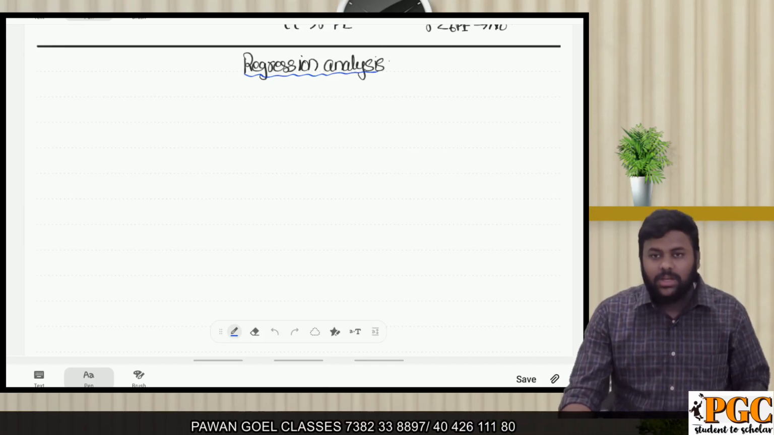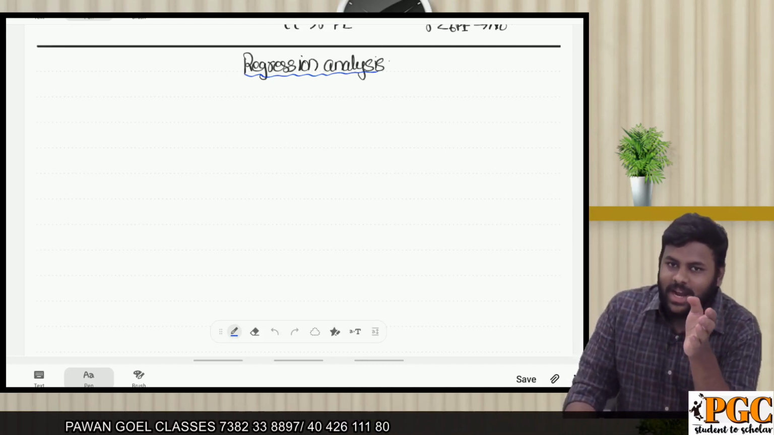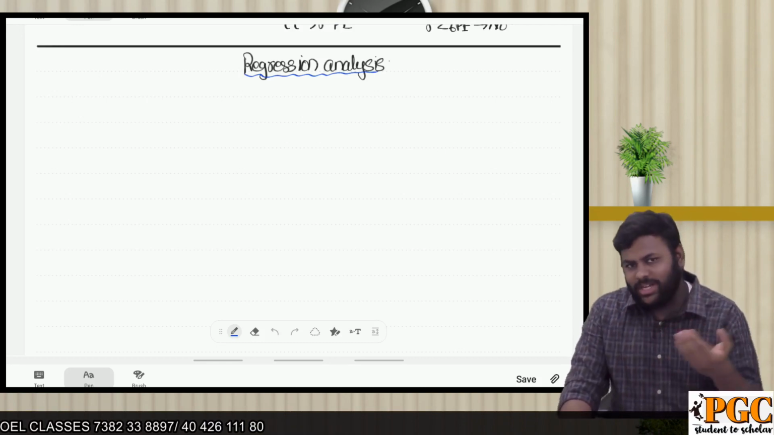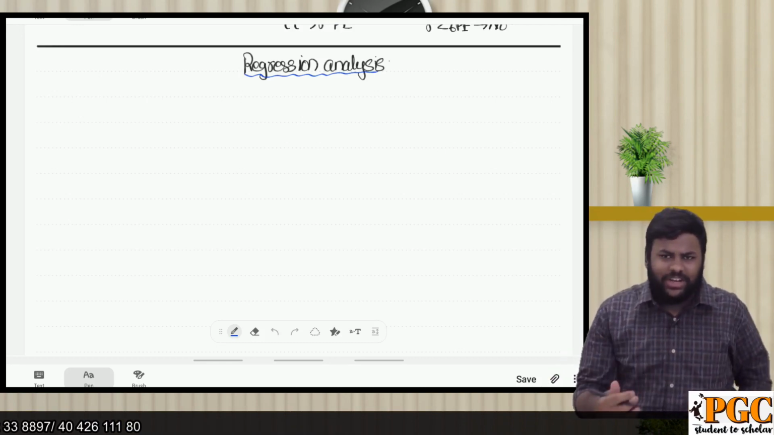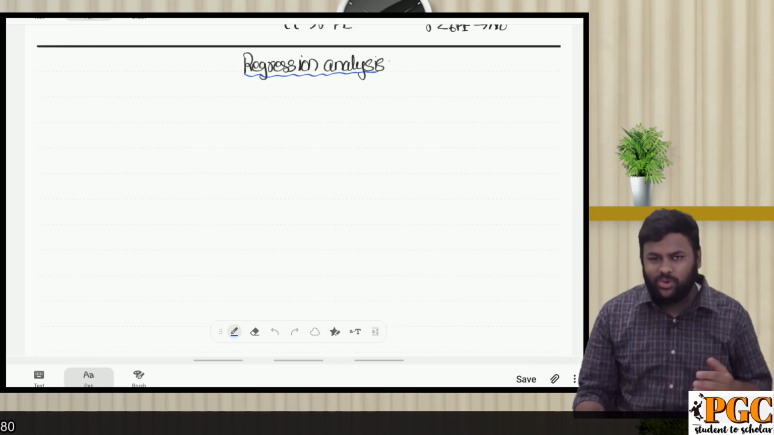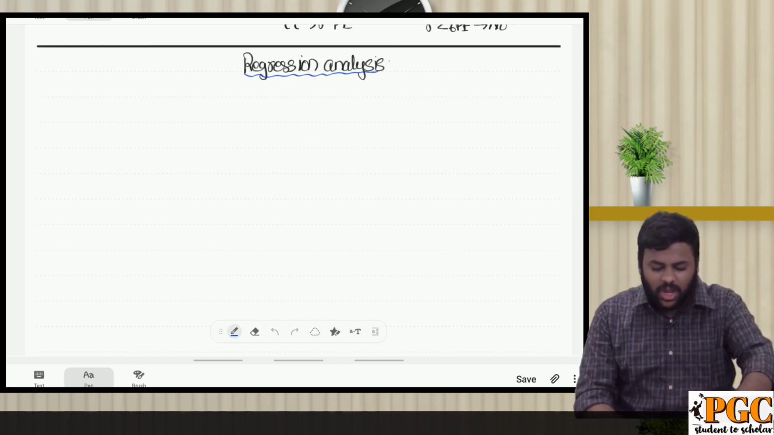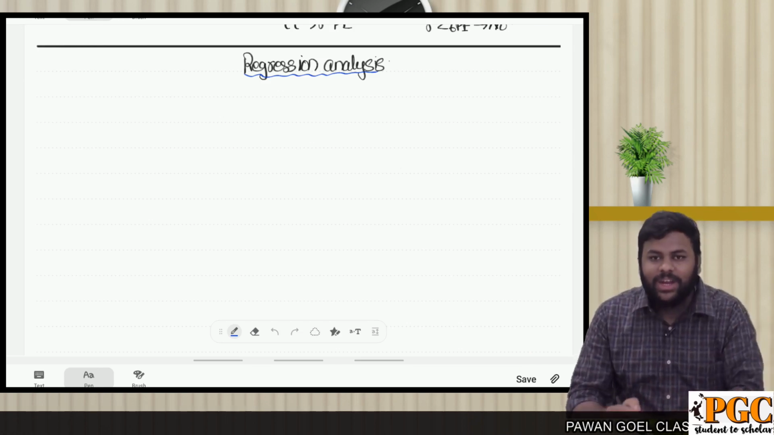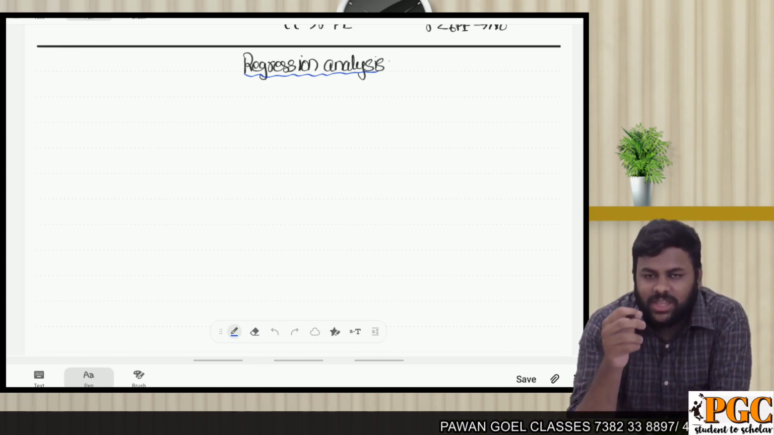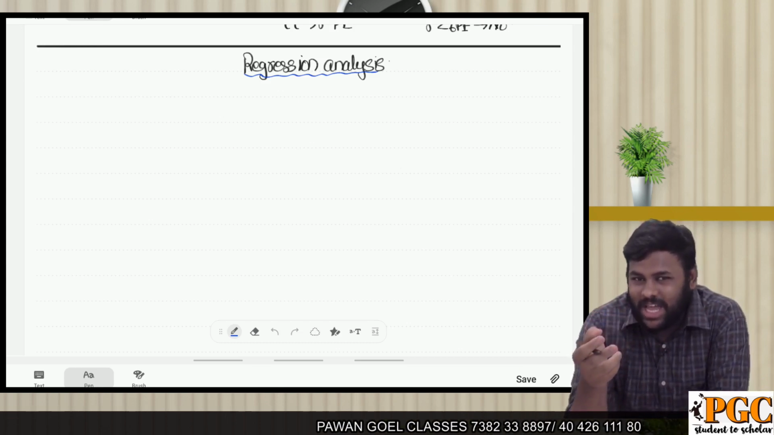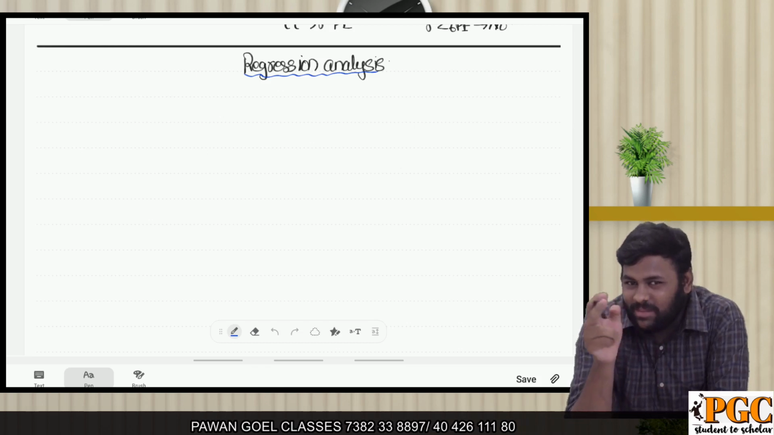So students, in the last class we discussed the correlation part. Now let us try to understand regression before going to the sums on correlation and regression. Now my dear friends, what do you mean by regression? Regression is nothing but we are trying to establish an average mathematical relation.